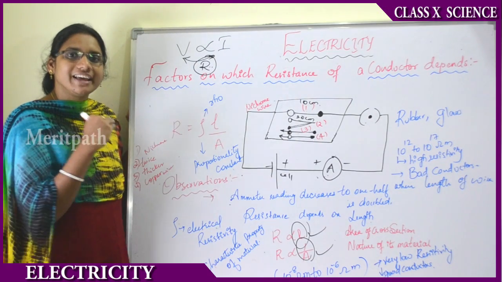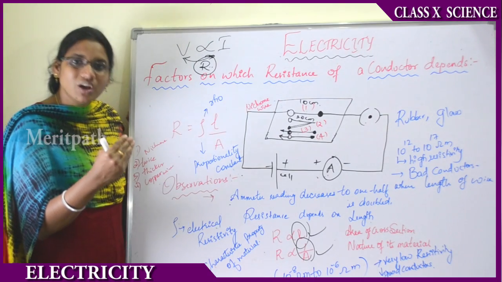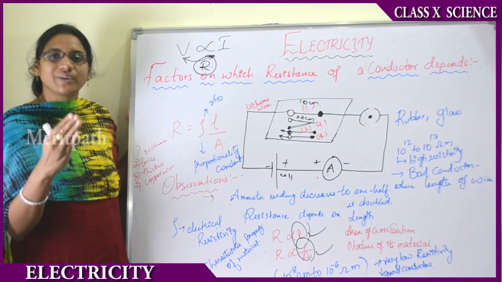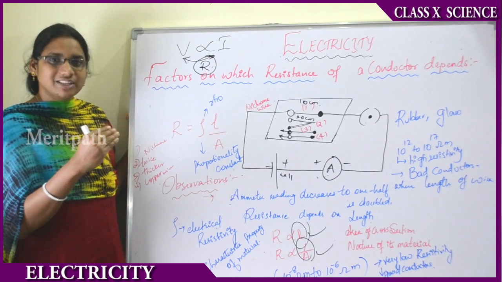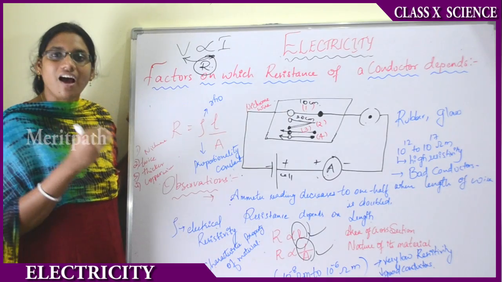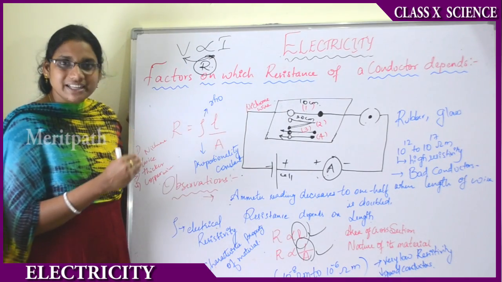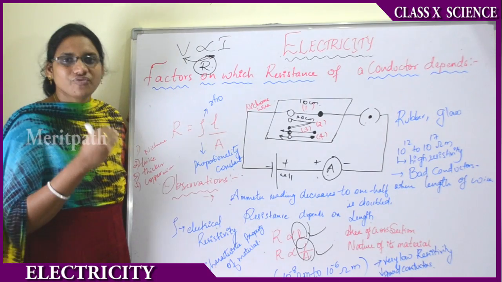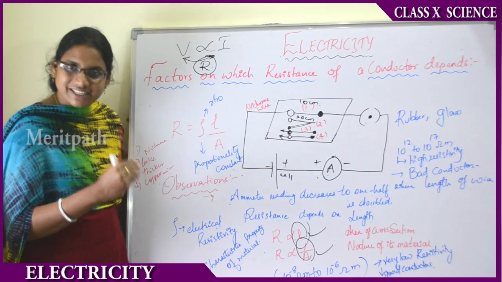In the same way, there is a difference between the alloys and the metals. Alloys do not allow the flow of electrons as much when compared to the flow of electrons in metals. Therefore, alloys are said to be acting as insulators or bad conductors of electricity, whereas metals are acting as good conductors of electricity, right? And they are said to be conductors.